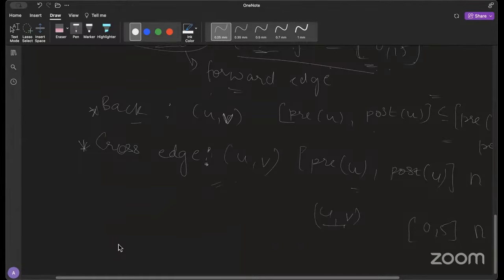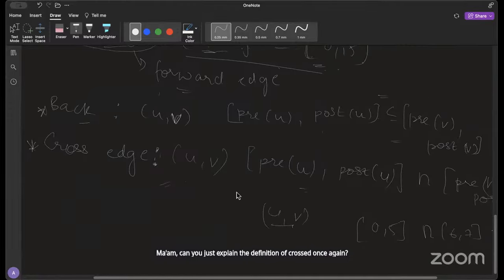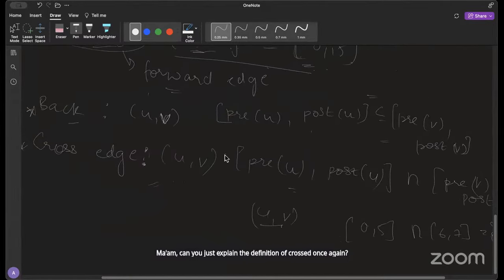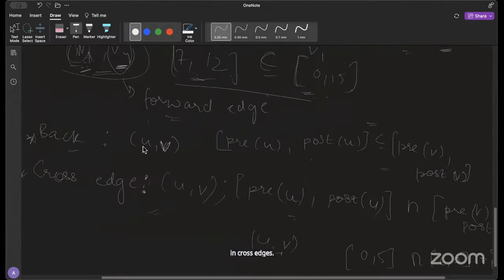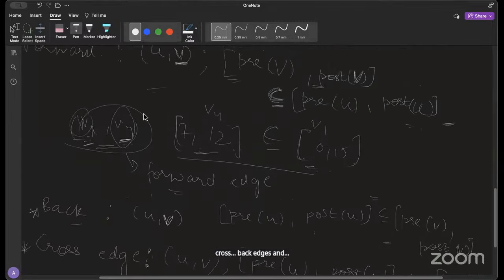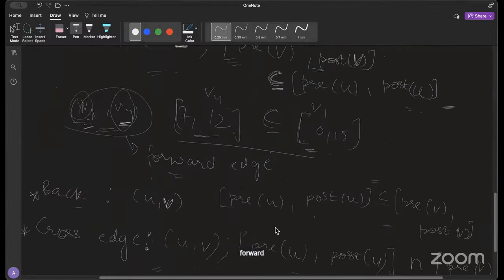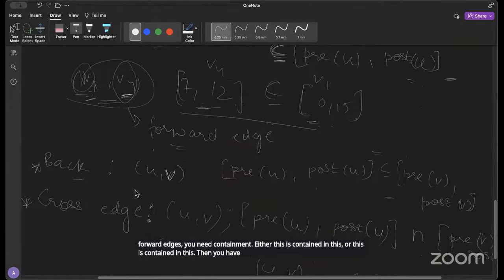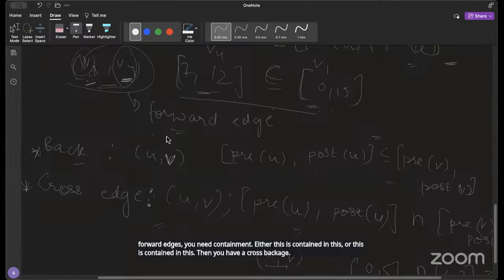Ma'am, can you just explain the definition of cross edge once again? In cross edges, back edges and forward edges, you need containment. Either this is contained in this or this is contained in this. Then you have a back edge or forward edge, depending on containment.